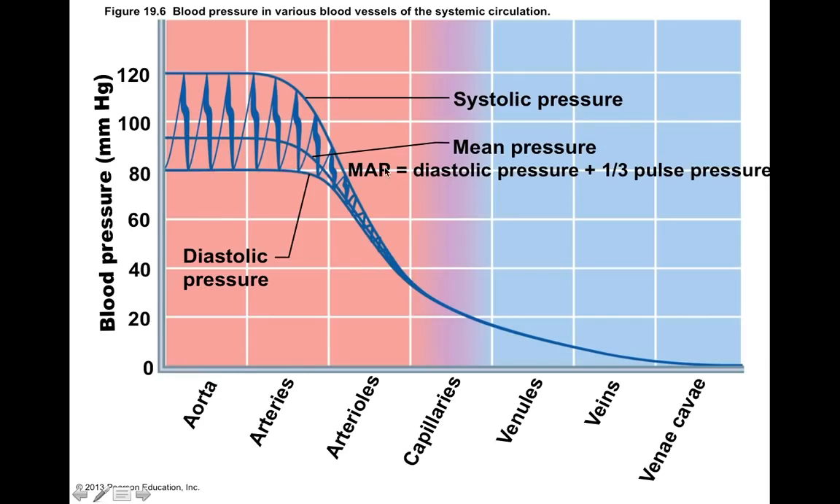So mean arterial pressure, the equation for that, you guys, is diastolic pressure plus 1/3 pulse pressure. Pulse pressure is your systolic minus your diastolic. Okay? And the reason why it's 1/3 is that you spend 2/3 of the time in diastole and only 1/3 of the time in systole. Okay? So to get your average pressure, you can use that equation if you want, if you're interested.